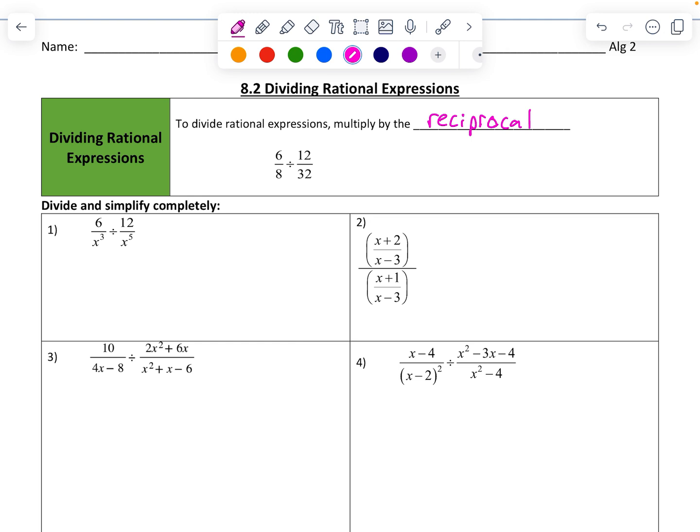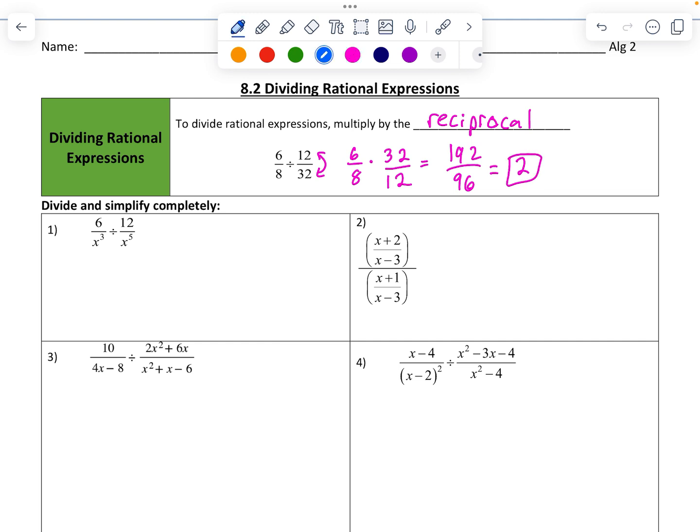With multiplying by the reciprocal, you keep the first fraction the same. You switch the sign to a multiply sign, and then you flip the second fraction over. And that's called multiplying by the reciprocal. Once you've done that, you can either cross simplify, or you can just multiply the tops together, and then multiply the bottoms together, and then simplify that fraction. This one simplifies really nicely down to a 2.